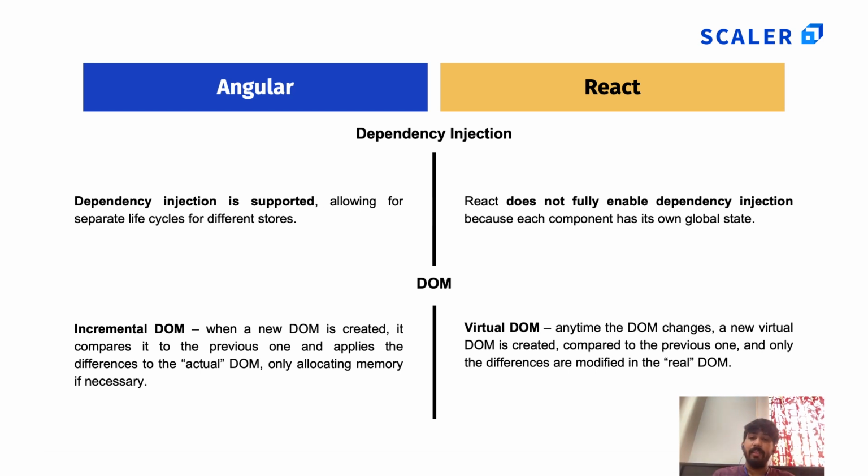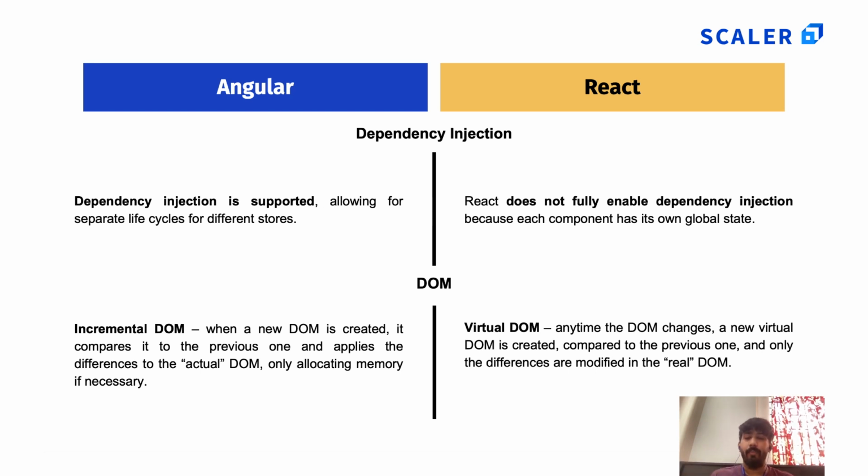So dependency injection is completely supported in Angular. You can have separate life cycles for different types of stores, but in React it's not completely enabled because every single component is an individual and has its own state. So when an object in one component changes, it wouldn't affect the other component. So that is not possible. This is basically dependency injection.